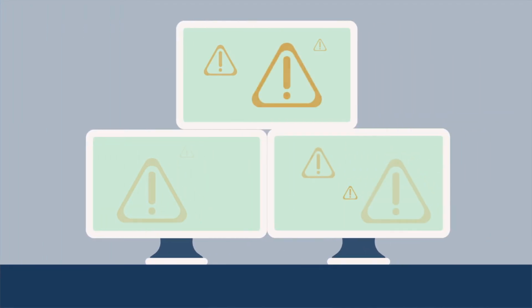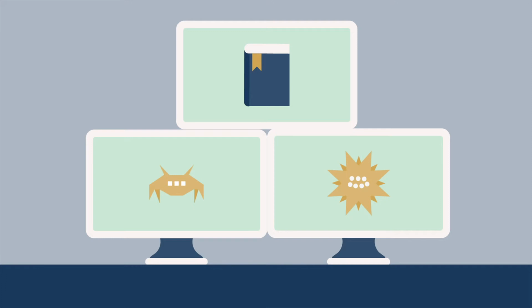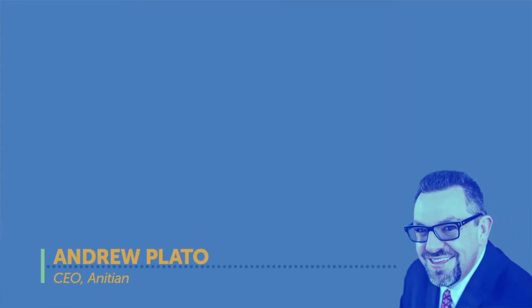Even the most robust government security programs don't have enough IT staff to detect, prevent, and recover from security incidents. And it's unrealistic to put those demands on IT or development departments that are already overworked, understaffed, and inequipped to handle tasks in real time. Nevertheless, government agencies must keep pace with current and future security threats while simultaneously meeting compliance requirements. Andrew Plato from Anitian explains how their platform can help.